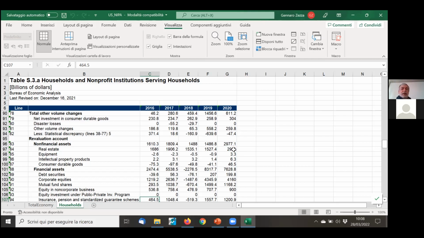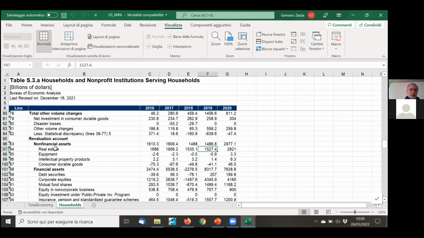You can see that the United States has gone back to possibly a housing bubble. Why? Because this revaluation account, real estate, is telling us that American households recorded a $3 trillion increase in the value of their homes due to an increase in the house prices. So this is not due to building of new houses, just to the increase in the price.